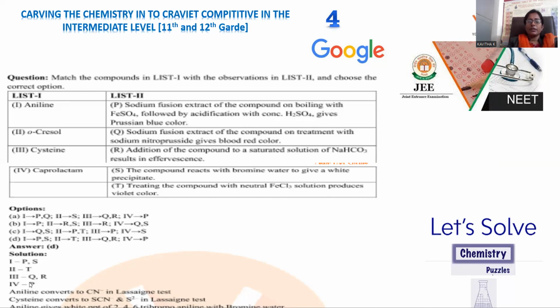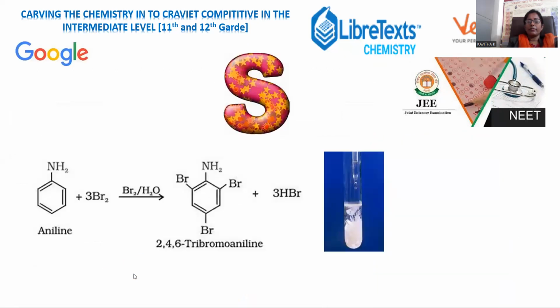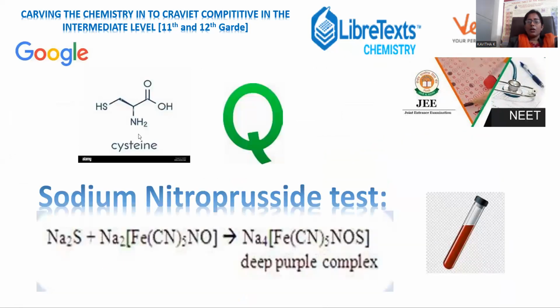Cysteine is an amino acid. Q, R are correct. Let's see how we can answer this. Cysteine is the amino acid. You can locate a COOH on the first carbon, NH2 on the second carbon, and the third carbon is accompanied by SH, right? So we are performing the sodium nitroprusside test. Sodium nitroprusside stands for Na2[Fe(CN)5NO]. Whatever compound we have with sulfur can be added over here.